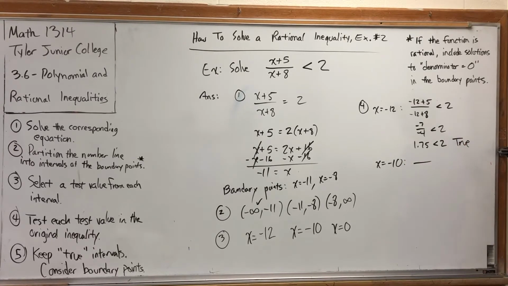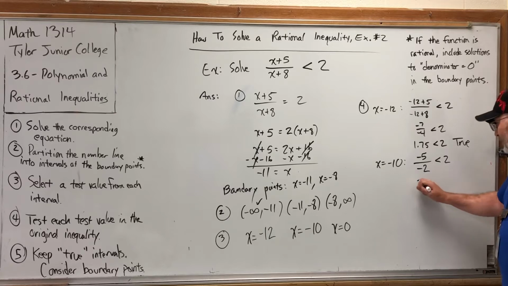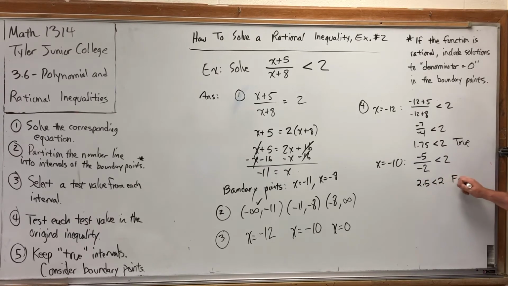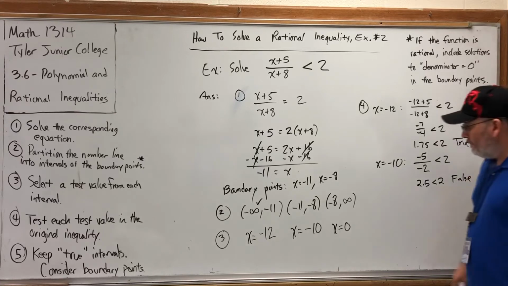Let's just verbally insert the negative 10. On the top, I get negative 10 plus 5, which is negative 5. On the bottom, I get negative 10 plus 8, which is negative 2. And I'm comparing that to see if it's less than 2. This will come out positive, but is 5/2 less than 2? 5 divided by 2 is 2.5. To say 2.5 is less than 2 is false.